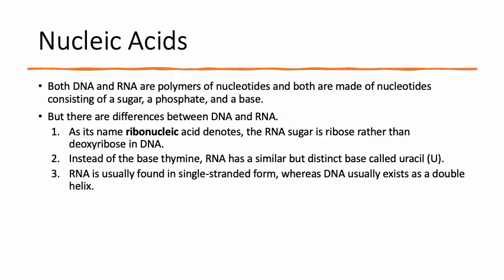DNA and RNA are both nucleic acids made from chains of nucleotides, and each nucleotide contains a sugar, a phosphate group, and a nitrogenous base. Despite these similarities, there are important differences between the two molecules. DNA contains the sugar deoxyribose, while RNA contains ribose, which has one additional oxygen atom. DNA uses the base thymine, whereas RNA uses uracil instead. Structurally, DNA is typically double-stranded and forms a double helix, while RNA is usually single-stranded.